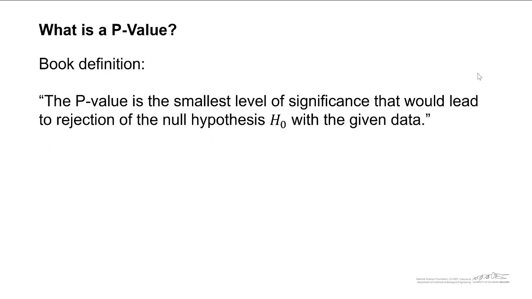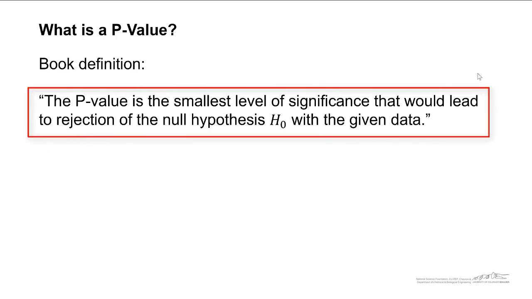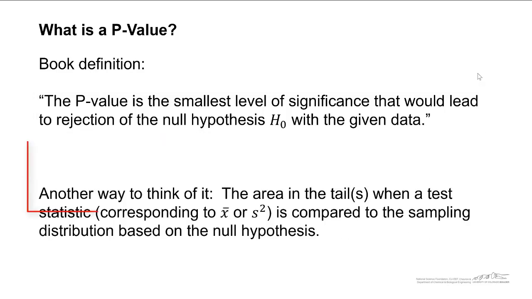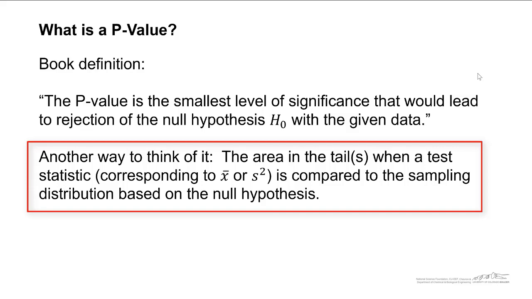First of all, what is a p-value? The book definition says that the p-value is the smallest level of significance that would lead to rejection of the null hypothesis with the given data. This is in fact a good definition, especially if you are experienced with statistics, but while you're learning what a p-value is, this oftentimes leads to a little bit of confusion. Another way to think of it, a p-value is the area in the tail, or tails for a two-tailed test, when a test statistic is compared to the sampling distribution based on the null hypothesis. And I hope to make this more clear in this screencast.